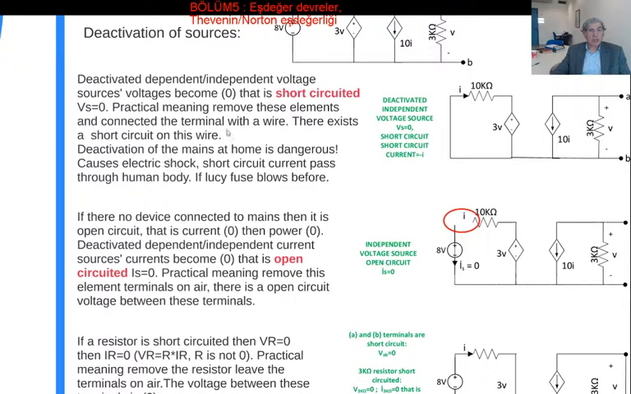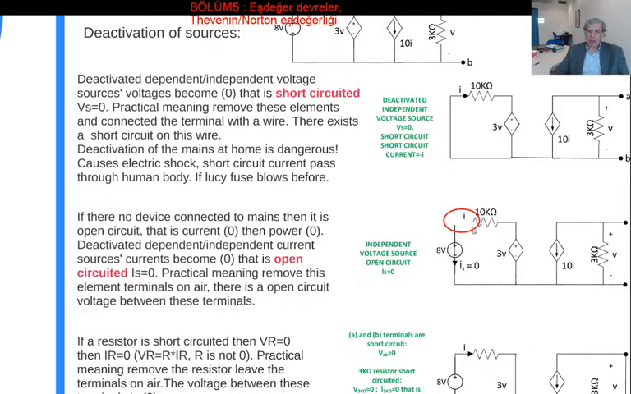So what we said here is going to be repeated. An independent voltage source made the voltage zero: short circuit. An independent current source made the current zero: that is open circuit. Practical meaning: remove the element's terminals and leave them in the air. There is no open circuit voltage between these terminals.